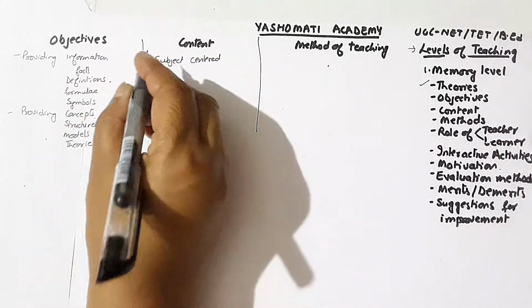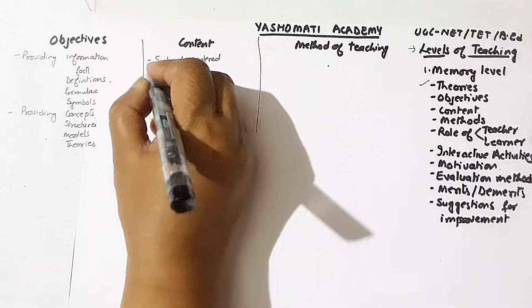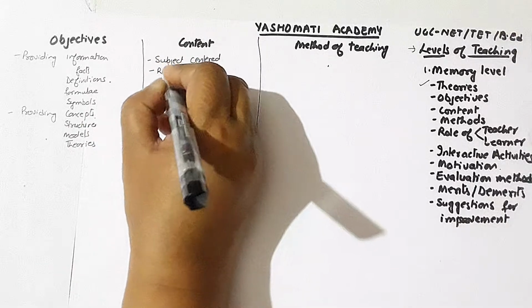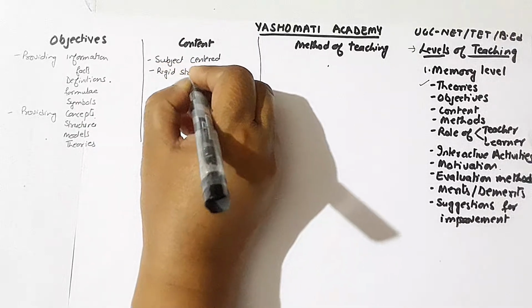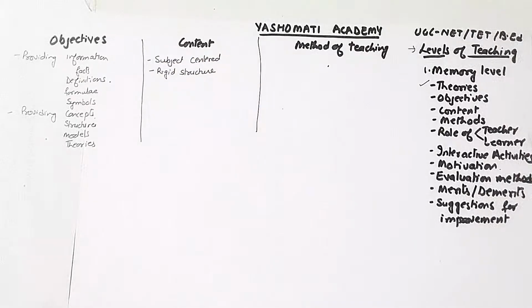So that means the content must have a rigid structure. For example, you can't change the rules of grammar as per your own will. You can't change the formulae and symbols of chemical substances at your own will. You can't change the historical dates or events, how they have happened in history, as per your own will. That means this type of content has a rigid structure.